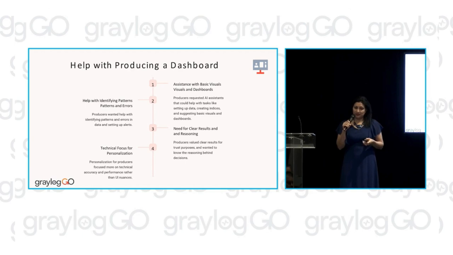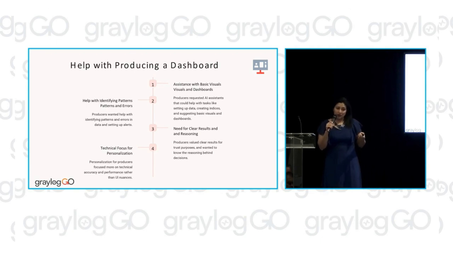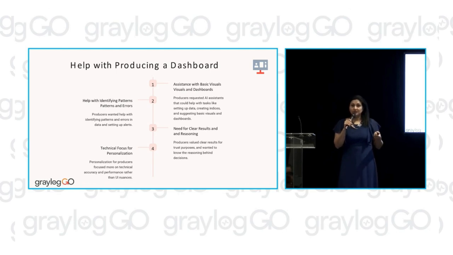Again, these are developers setting up the dashboards. They needed some kind of assistance in terms of the best visuals that they could find to put on the dashboards, help with identifying patterns and errors. And they also wanted really clear results that could demonstrate trust. So I'll actually talk about trust towards the end in terms of the recommendations, but this came up time and again. And I think we talk a lot about that amongst ourselves as well in terms of how do we know we can trust the results that are coming up. And that was really important for them.